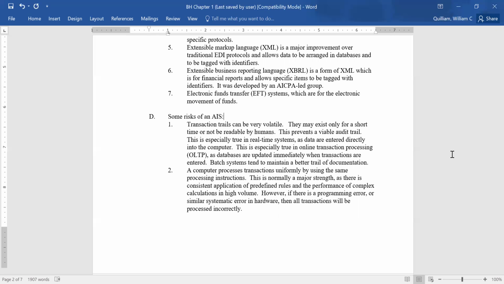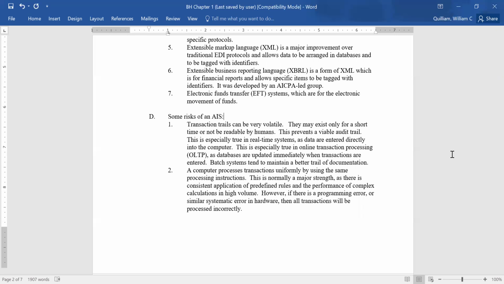And if we want it really, really true, well, true in online transaction processing because databases are updated immediately when transactions are entered. And batch systems tend to maintain a better trail of documentation. That's where we wait to record transactions until we have a bunch of them or a batch of them, in other words. So they're not recorded in real time, they're recorded later. And that does give a better transaction trail.